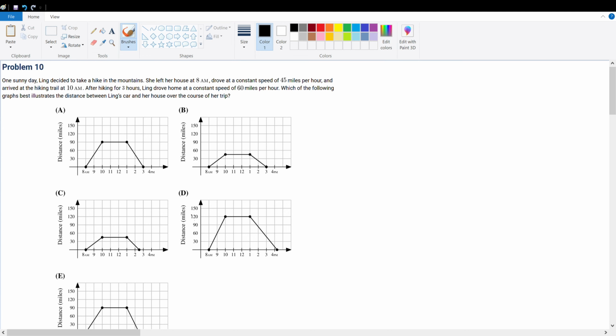Problem 10. One sunny day, Ling decided to take a hike in the mountains. She left her house at 8 a.m., drove at a constant speed of 45 miles per hour, and arrived at the hiking trail at 10 a.m. After hiking for 3 hours, Ling drove home at a constant speed of 60 miles per hour. Which of the following graphs best represents the distance between Ling's car and her house over the course of her trip?